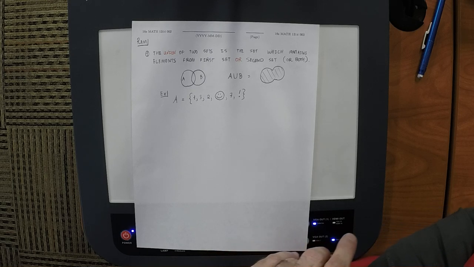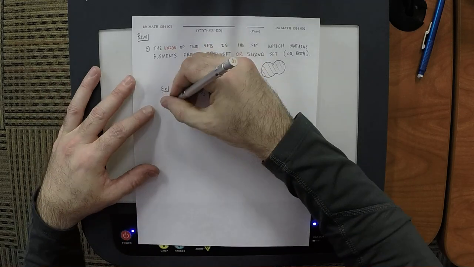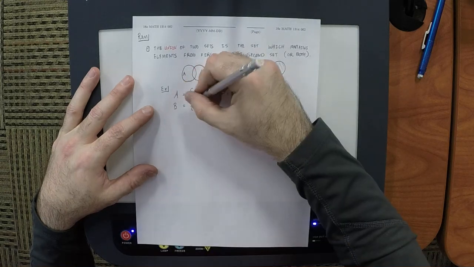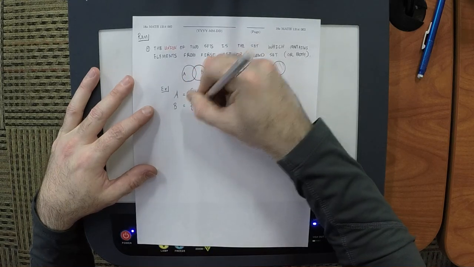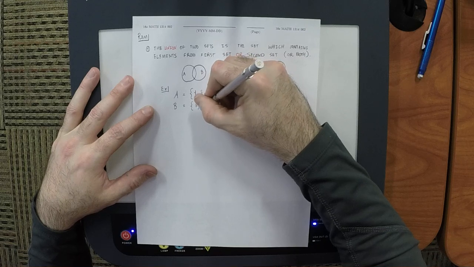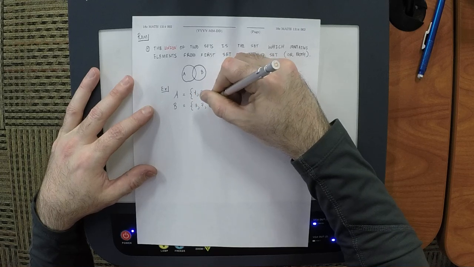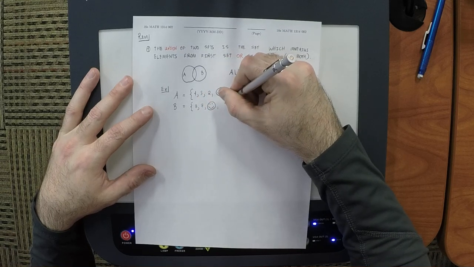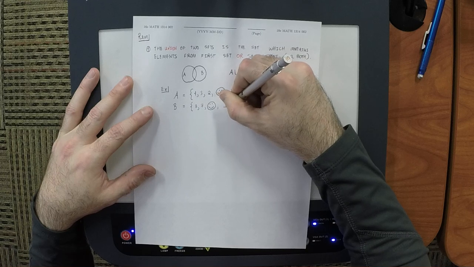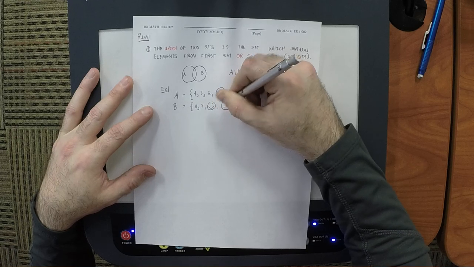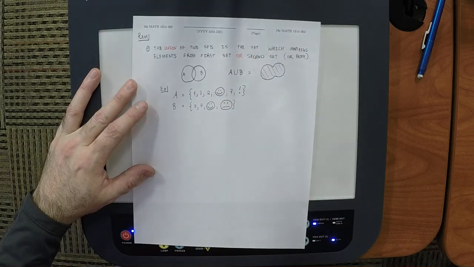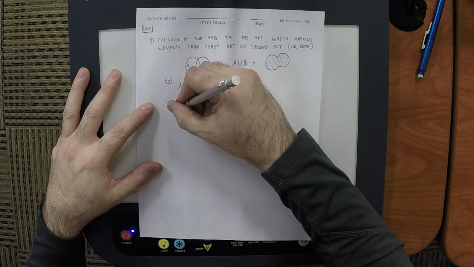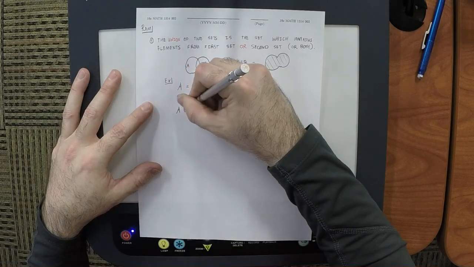Okay, so if that's set A, and set B is how about 3, 7, smiley face, and indeterminate face. If that's the case, then please compute the union A union B.